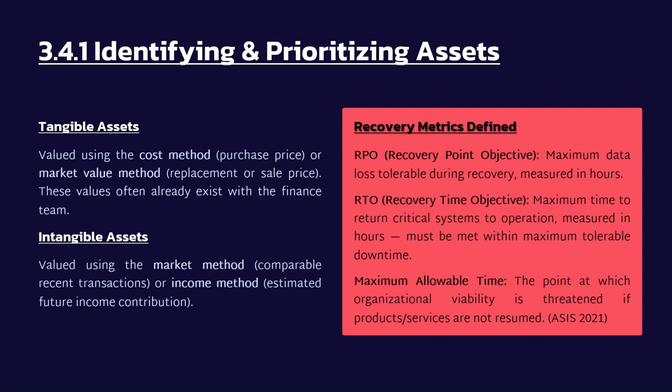During this process, organizations also define key recovery metrics. Recovery Point Objective, or RPO, represents the maximum amount of acceptable data loss measured in time. Recovery Time Objective, or RTO, refers to the maximum acceptable time required to restore systems and resume operations after a disruption. Another important metric is maximum allowable time, which indicates the point at which organizational viability may be threatened if operations are not restored. Defining these metrics helps organizations design effective recovery strategies.